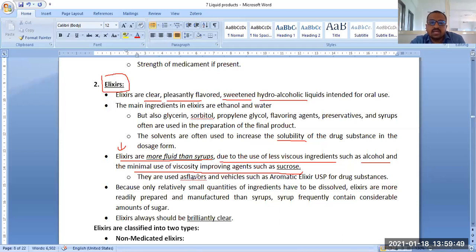Okay, they are used as a flavor and vehicle such as aromatic elixir, USP for drug substance. Okay, elixir is also used as a vehicle in another preparation. कोई ऐसी प्रिपरेशन है जिसमें आप elixir को एज अ व्हीकल यूज कर सकते हो. ऐसा कोई हाइड्रो अल्कोहलिक प्रिपरेशन है जिसमें फॉर एग्जांपल एरोमेटिक कोई फ्रूट एक्सट्रैक्ट है, ऑरेंज फ्रूट एक्सट्रैक्ट या कोई फ्रूट एक्सट्रैक्ट है, तो हम अल्कोहल में उस फ्रूट एक्सट्रैक्ट को निकालेंगे और that alcoholic fruit extract is used as a vehicle in another liquid preparation. So that's how elixir is used.